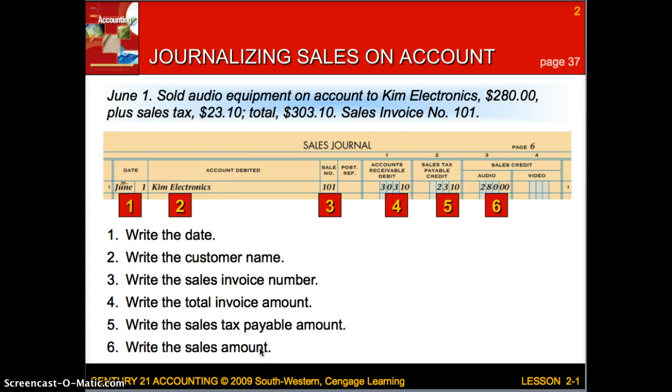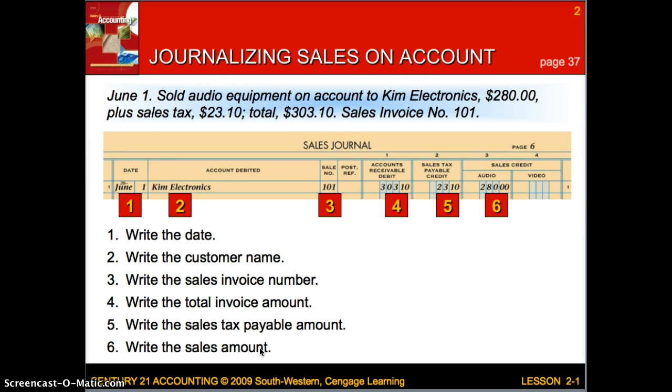On June 1st, sold audio equipment on account to Kim Electronics, $280 plus sales tax $23.10, for a total of $303.10, sales invoice number 101. You guys have done this a lot of different times. But here's your sales journal.